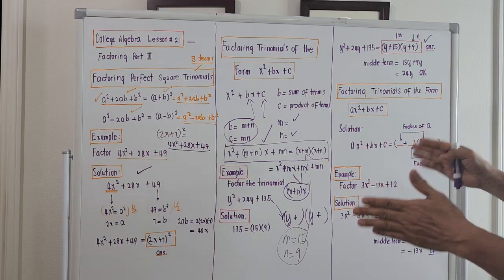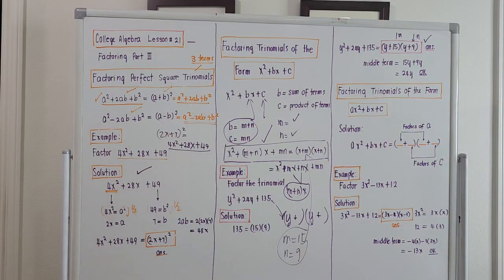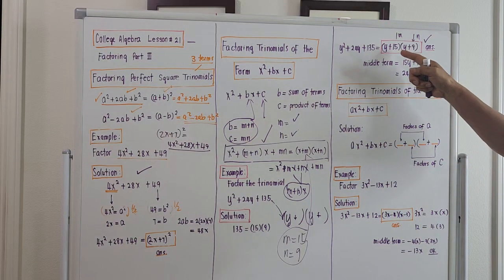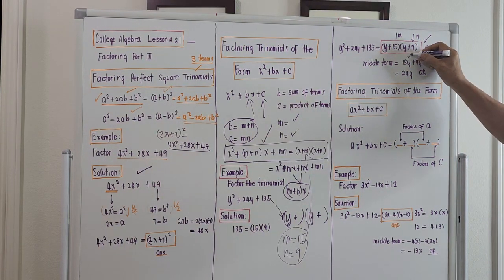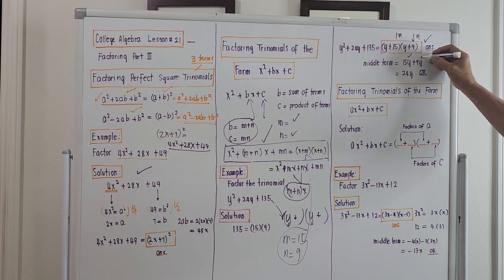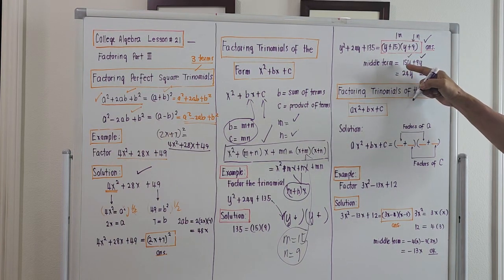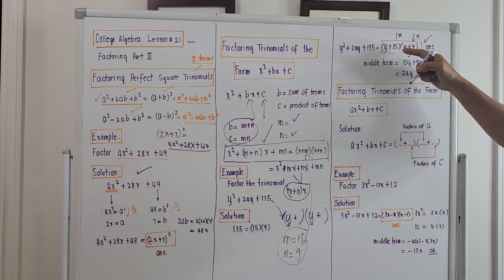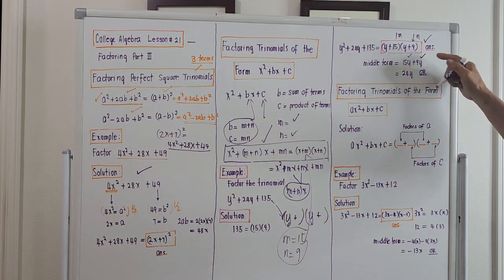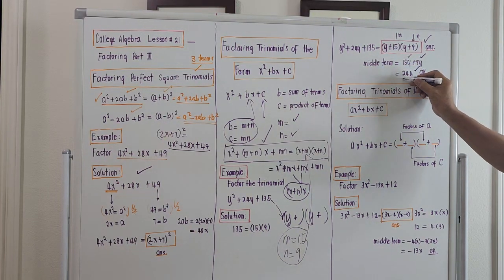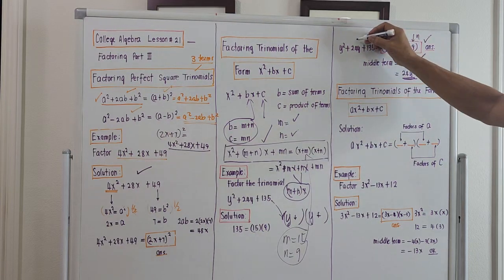So let's check the validity of the middle term if it is correct. The middle term will be the product 15y. 15 times y will be 15y, and 9 times y will be 9y. So the sum of these two terms here will represent the middle term of the given perfect square trinomial. So 15y plus 9y is 24y, and this 24y is the same as this one.